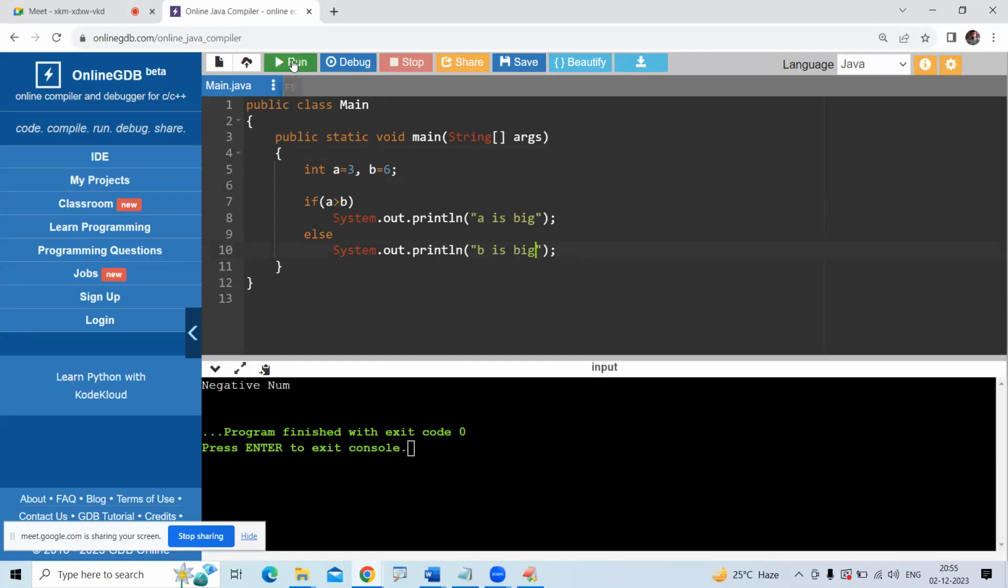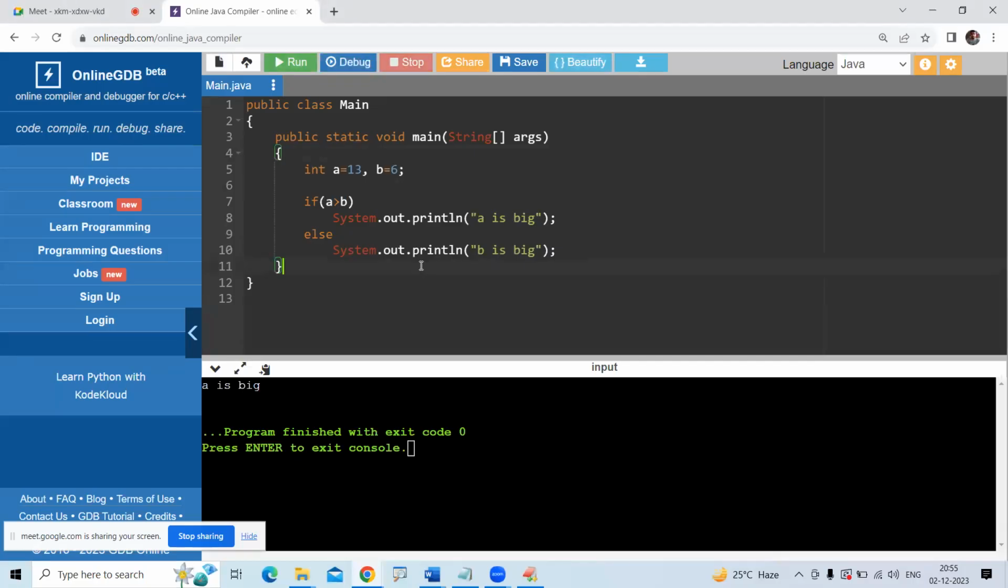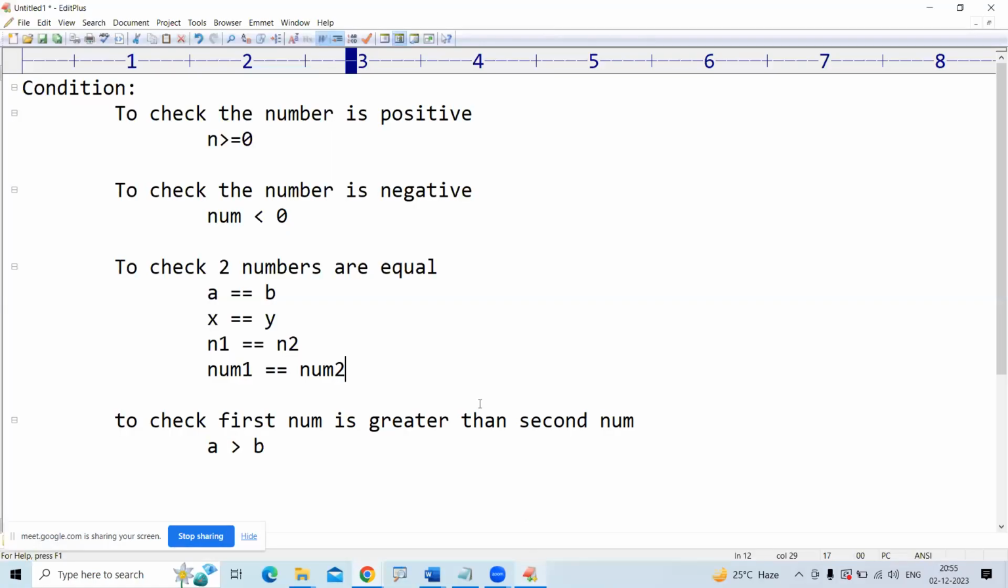So when you run the code, 3 is greater than 6, condition false. So the output is B is big. If I write, suppose, A value is 13, 13 is greater than 6, condition is true, so A is big. This is how the values will show. Now, try to understand this code.